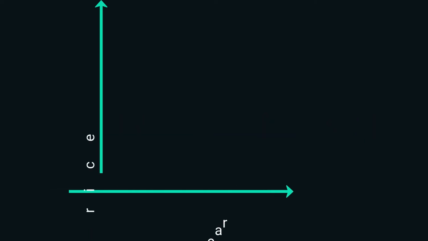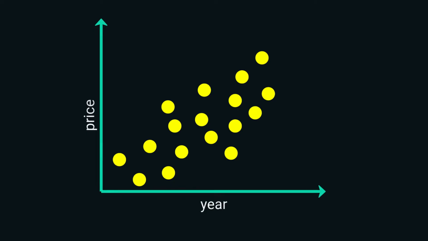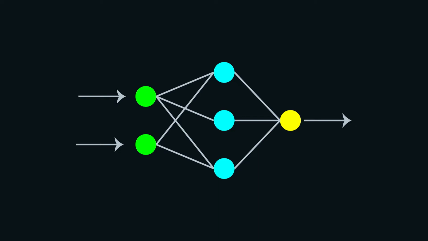For example, if we have stock price data, then a machine learning model can learn the relation between year and price and can predict what the price will be in the next year. Neural network is a type of machine learning algorithm that is inspired by biological neurons.